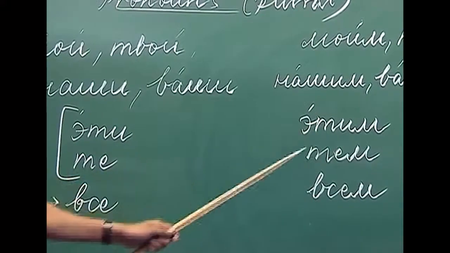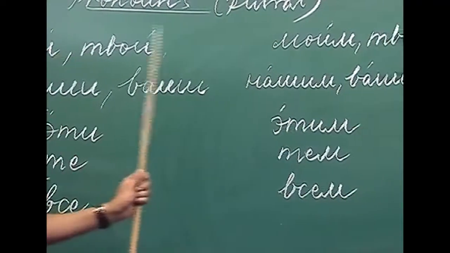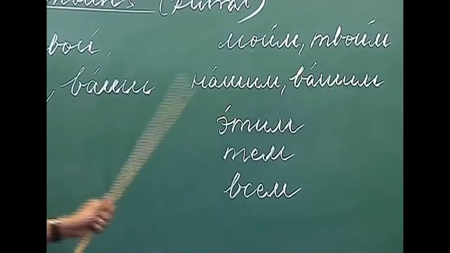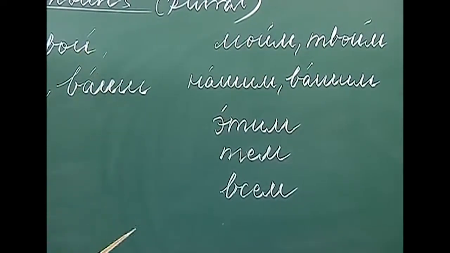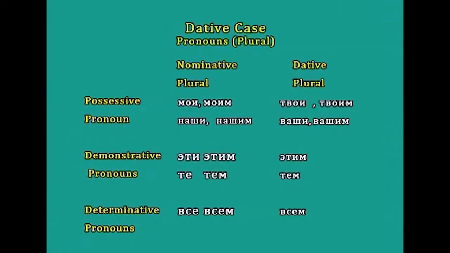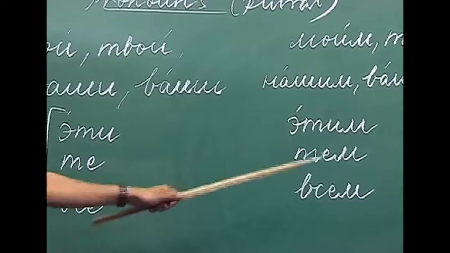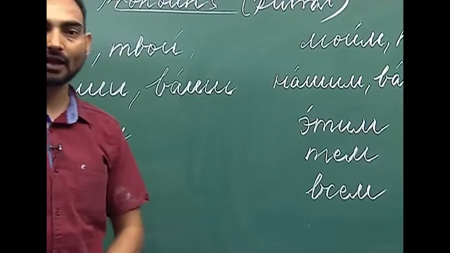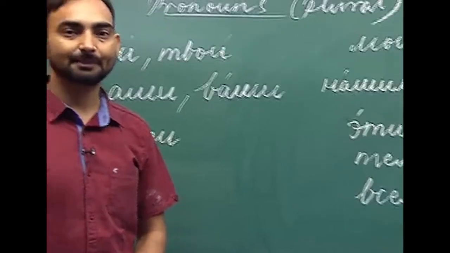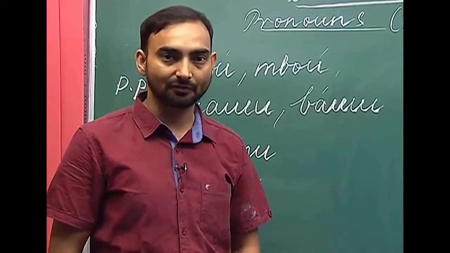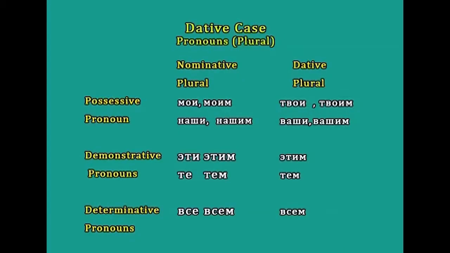As you can see, what we have done is we have added an additional m after the nominative plural forms of these pronouns. That is why mai, maim, twai, twaim, nashi, nashim, vashi, vashim, achi, achim, che, chem, vse, vsem. So, this is how we decline the possessive, demonstrative and determinative pronouns in the dative case. Now we will look at some of the examples.